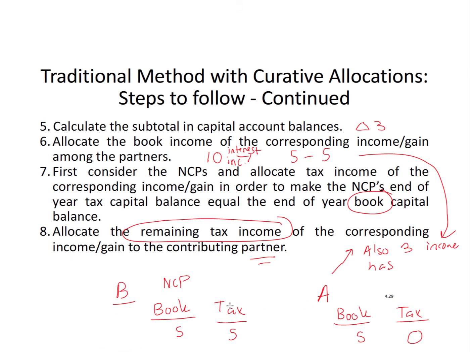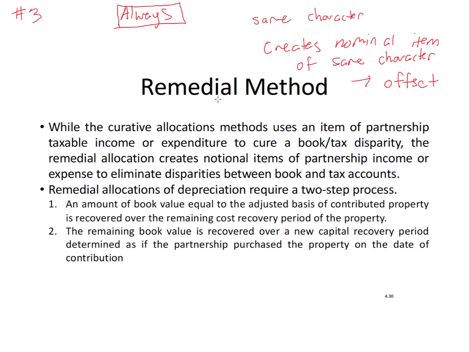People think, okay, the traditional method of curative allocations and the remedial method will result in the same numbers. In the end, it does, yes. After the item has been fully depreciated and the item has been sold, yes, it does, because both of them cure the issue. This one creates different numbers when it comes to looking at capital accounts.